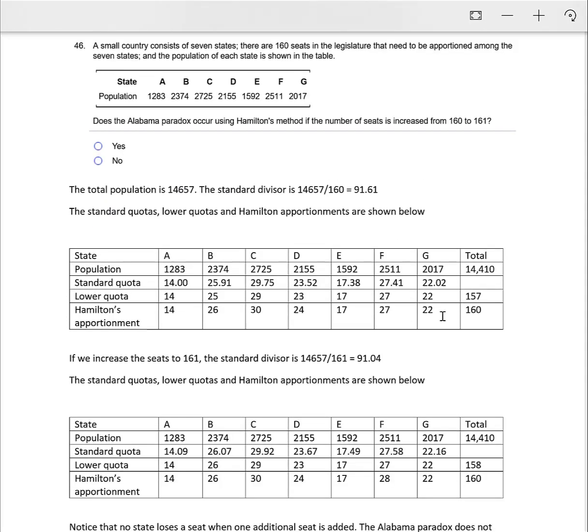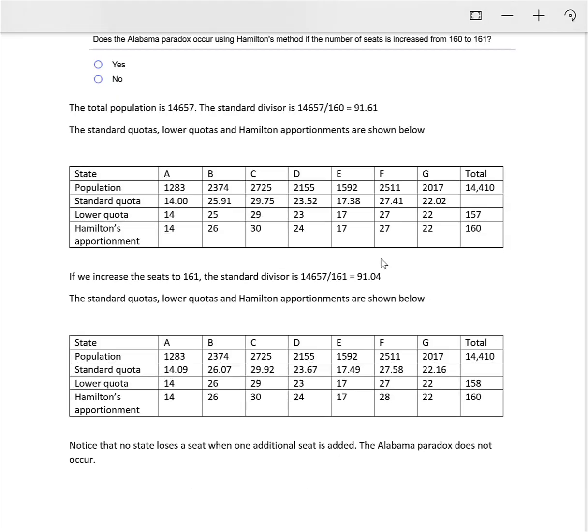I did the initial allocation here using Hamilton. You can check my calculations. Then the standard quota changed slightly when we had one more seat, and here are my new allocations. No state lost a seat when one additional seat was added, so it didn't occur. The extra seat actually went to F, but none of the other states lost a seat, so the Alabama paradox does not occur.